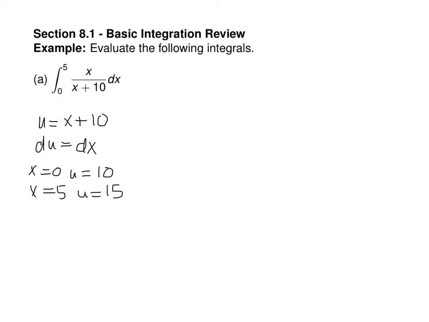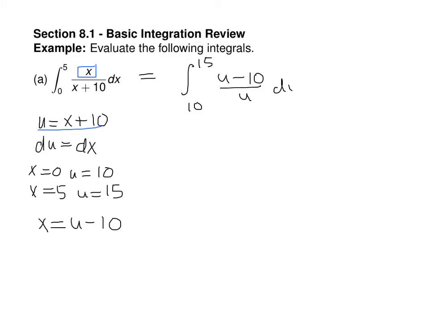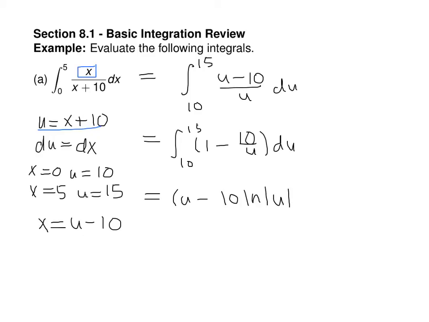Now the only thing we haven't replaced is this x in the numerator. So look at your substitution and solve for x. X would equal u minus 10. So this is the same thing as the integral from 10 to 15 of u minus 10 divided by u du, or dividing both terms by u, we have 1 minus 10 over u du. Now anti-differentiate, the antiderivative of 1 is just u, minus 10 natural log absolute value u, evaluated from 10 to 15.